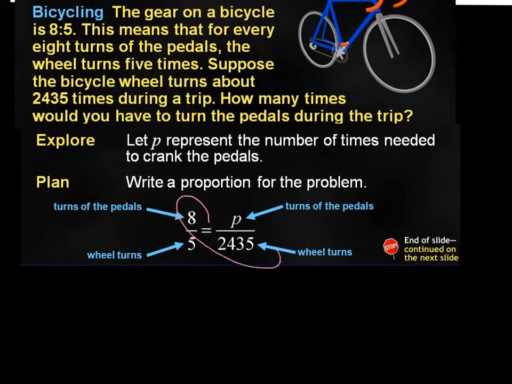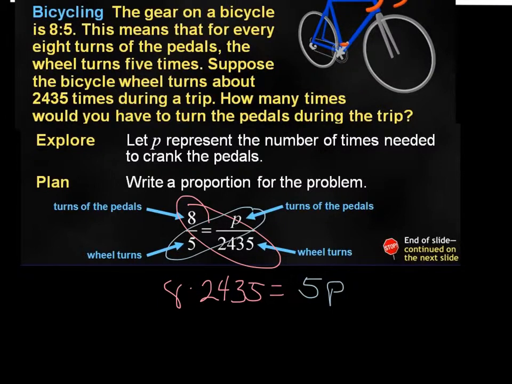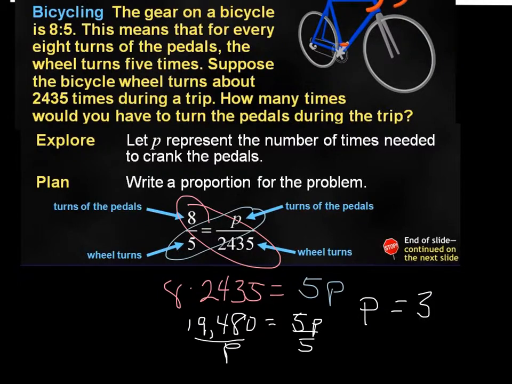So we do cross products, and your calculator can handle the big numbers. 8 times 2,435 equals 5 times p. So when we multiply, I get 19,480 equals 5p. So divide both sides by 5, and we have p equals 3,896.